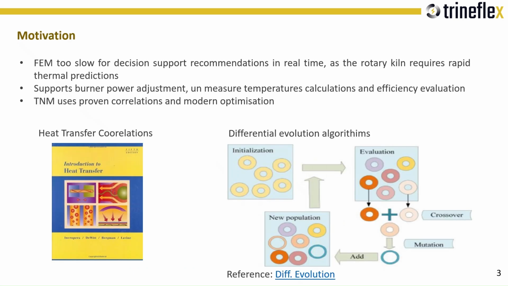The motivation behind this model is straightforward. The rotary kiln requires rapid thermal predictions to support operational decisions, such as adjusting burner power or estimating internal temperatures. Finite element models are accurate but far too slow for this purpose. The TNM uses well-established heat transfer correlations, combined with modern optimization techniques, to achieve both speed and reliability.